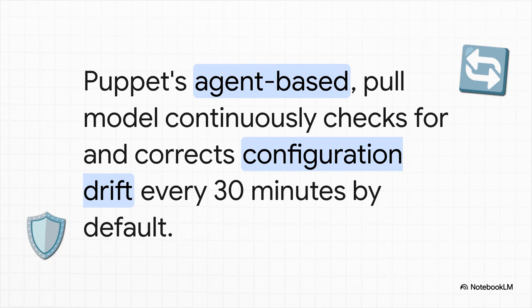And here's how it enforces that state. Remember that agent we talked about? Well, in Puppet's world, that little agent is always on duty. By default, every 30 minutes, it calls home to the main Puppet server, pulls down the latest roles, and automatically fixes anything on the machine that doesn't match. It is a relentless guardian against configuration drift.